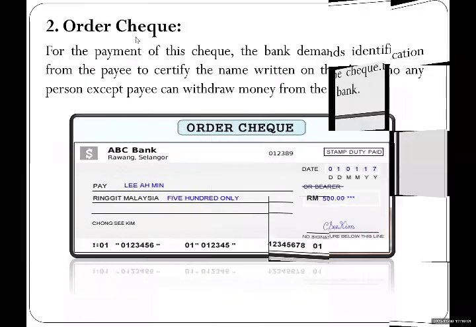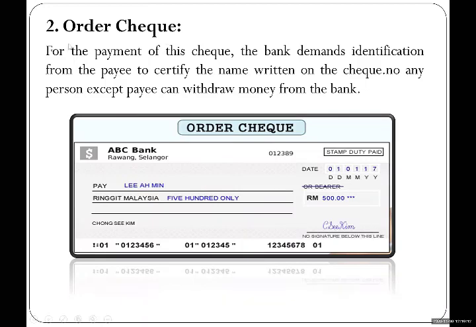Moving to the next type of check, that is an order check. As we just discussed, you convert the bearer check into an order check by just putting a line on the phrase "or bearer". It means now this payment will only be given to Mr. Ali. For the payment of this check, the bank demands identification from Mr. Ali. Now, Mr. Ali has to prove himself that he is the payee.